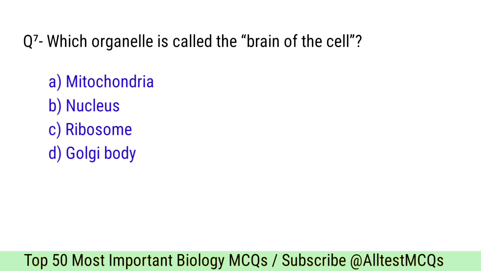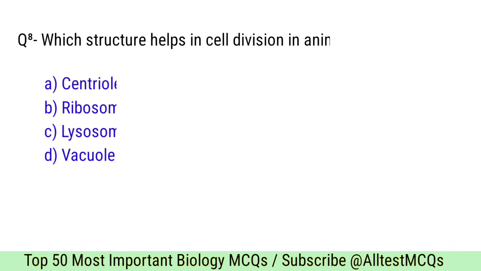Question number 7. Which organelle is called the brain of the cell? Correct option is B. Nucleus. Question number 8. Which structure helps in cell division in animal cells? Correct option is A. Centriole.